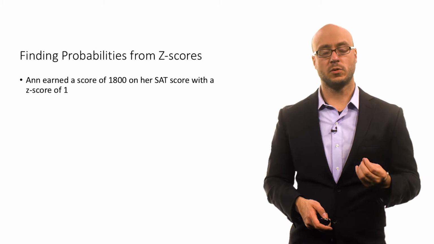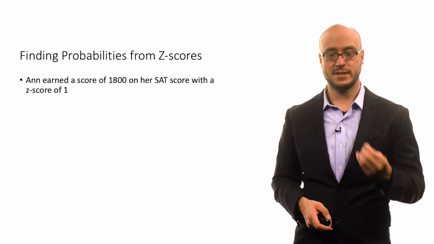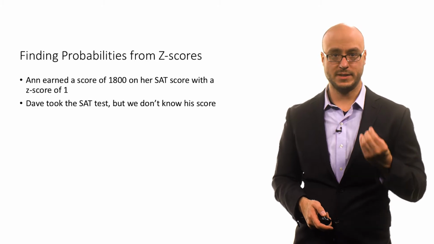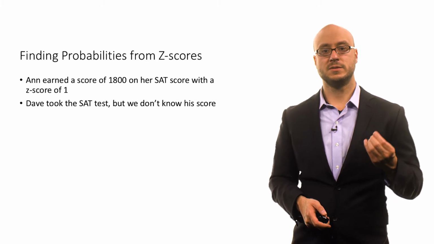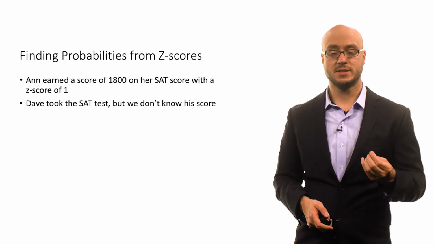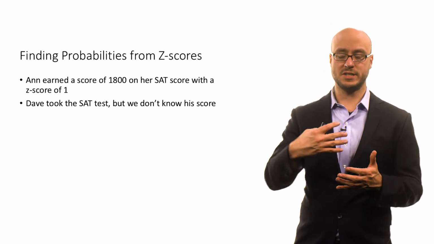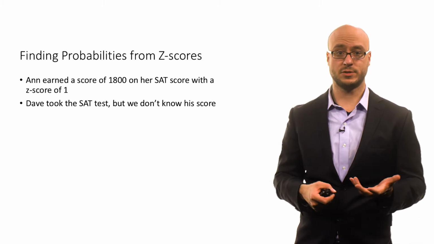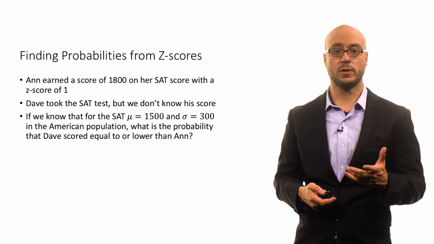Suppose Anne earned a score of 1800 on her SAT. An SAT is a standardized test in the United States. And she had a z-score of 1 based on this exam score. Suppose Dave also took the SAT, but we don't know his score. They both took this same standardized test, and we know the z-score of Anne, and we know her raw score, but we don't know Dave's score.